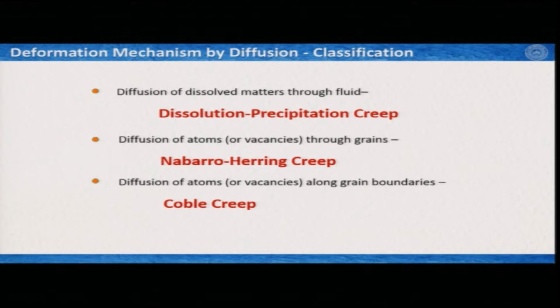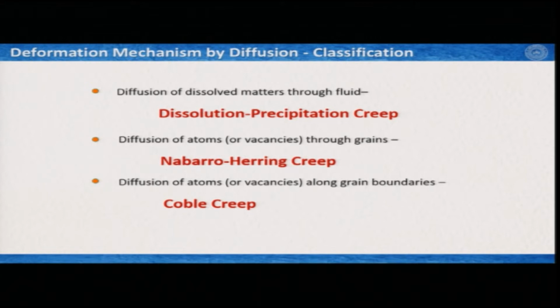Then diffusion of atoms or vacancies through grains. When that happens, we call it Nabarro-Herring creep. And if the diffusion of atoms or vacancies happens along the grain boundaries, then this is known as Coble creep. So, we will take them one after another. First, we will look at dissolution-precipitation creep, then Nabarro-Herring creep, and then Coble creep.